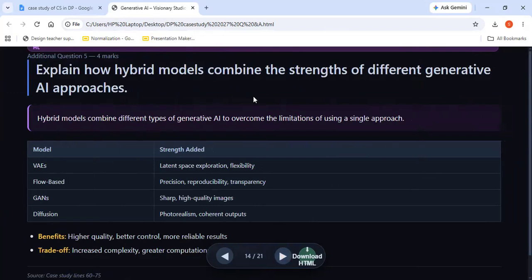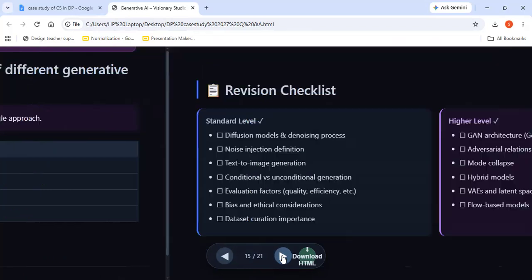And explain how hybrid models combine the strengths of different generative AI approaches. Hybrid models combine different types of generative AI to overcome the limitations of a single approach. These are the few models which have strengths, and all these strengths will be combined together to produce better quality.